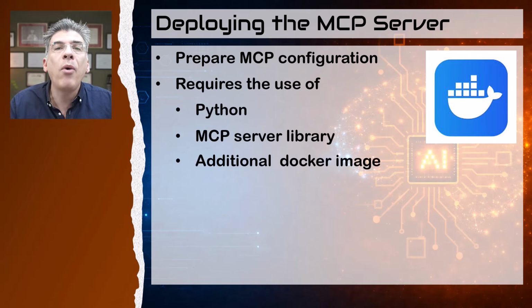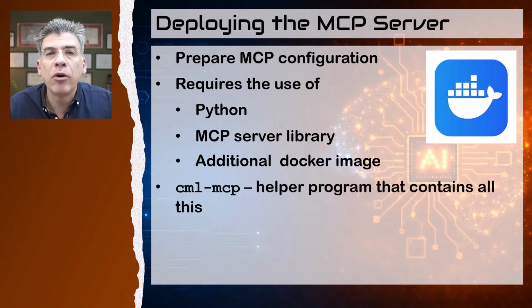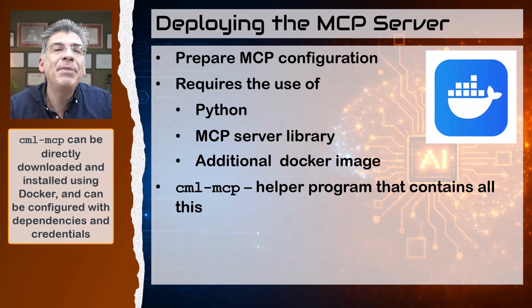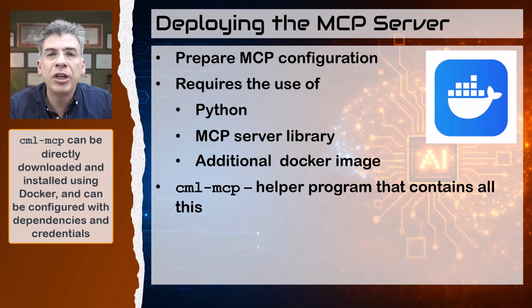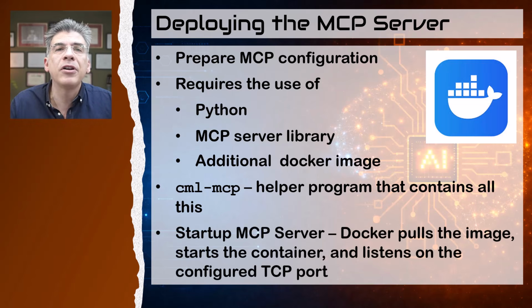Now, this typically requires Python, the use of the MCP server library, and the deployment of an additional Docker image. But luckily, there's a ready-made helper program called CML MCP that takes care of all of this in one package. This can be directly downloaded and installed using Docker and can be configured with appropriate dependencies, credentials, transport layer communication ports, and many other parameters for your CML instance. Now, once Docker and the configuration are ready, starting the MCP server is straightforward.